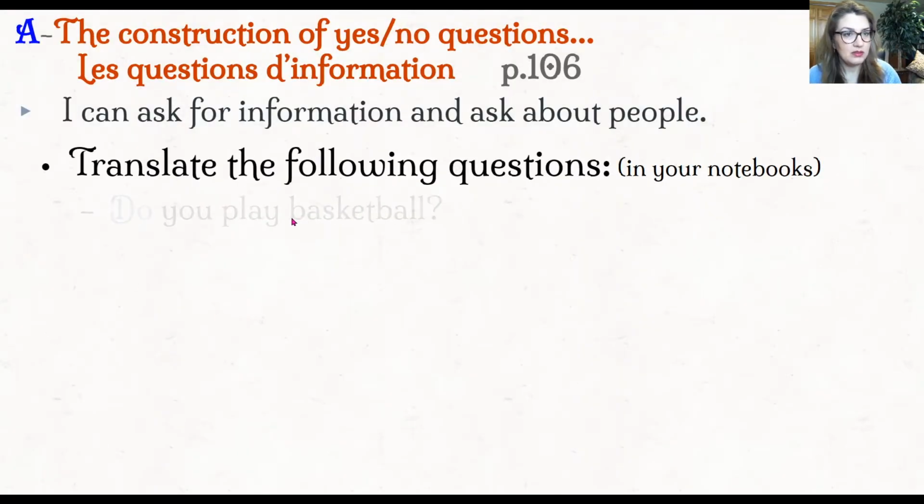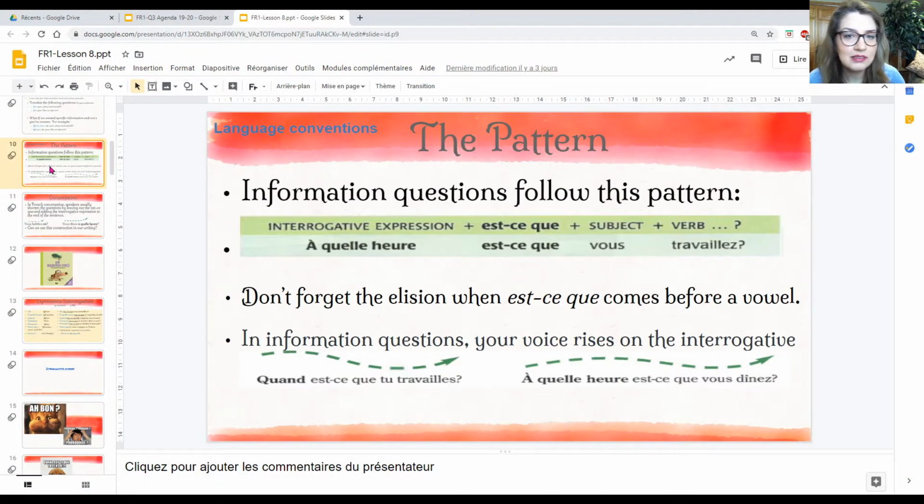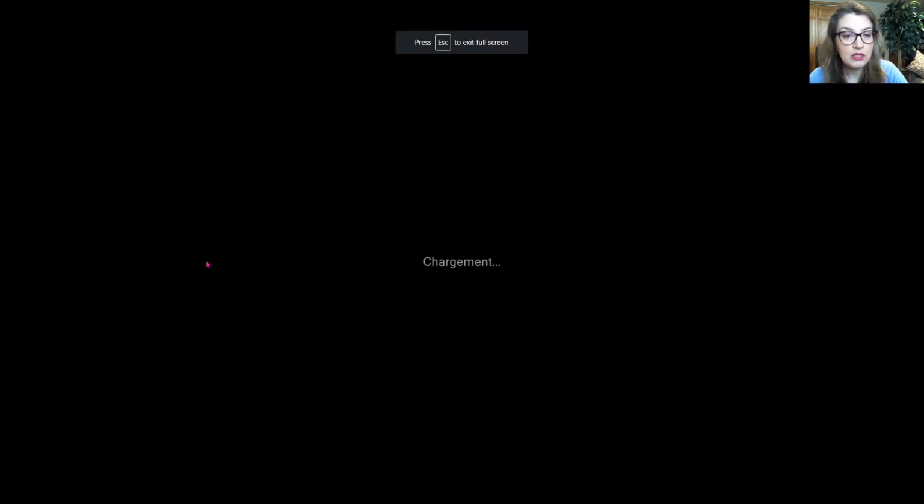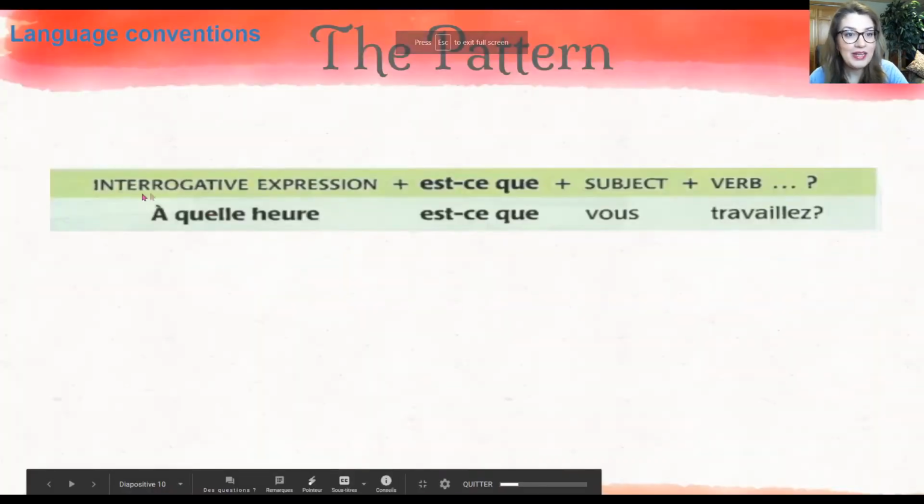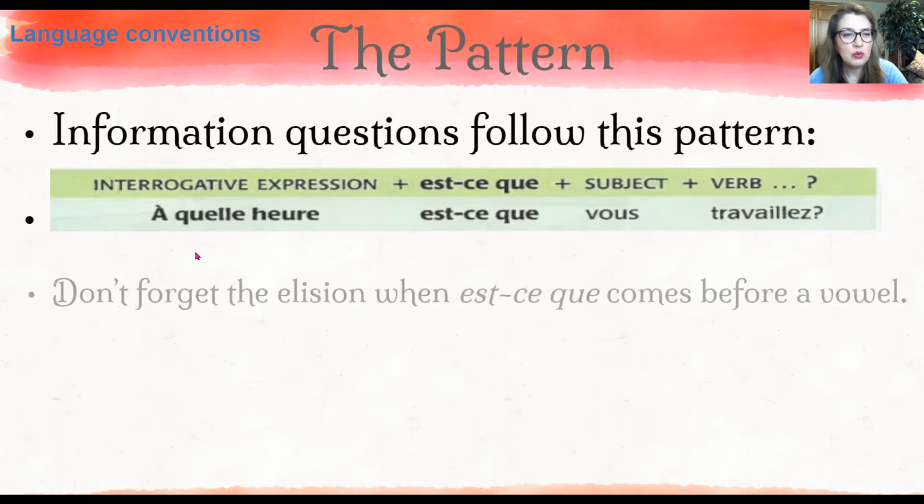So I'm gonna go to the green slides. Okay, so one of the learning targets is I can ask information, and information questions follow this pattern. You start with question words or interrogative expressions plus est-ce que plus subject plus verb. Example, à quelle heure est-ce que vous travaillez? À quelle heure plus est-ce que plus vous plus travailler. At what time do you work?